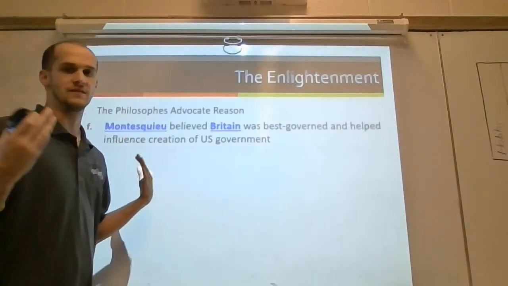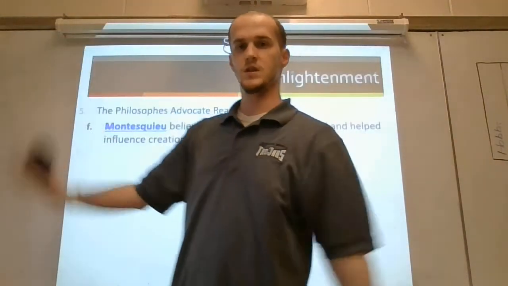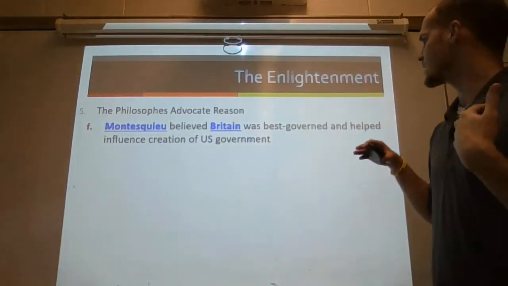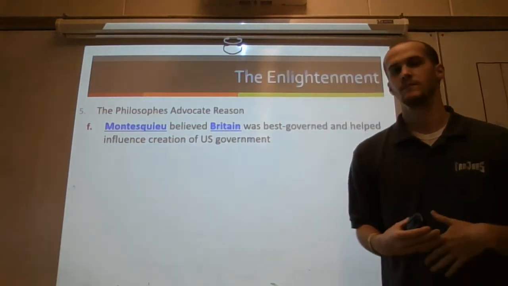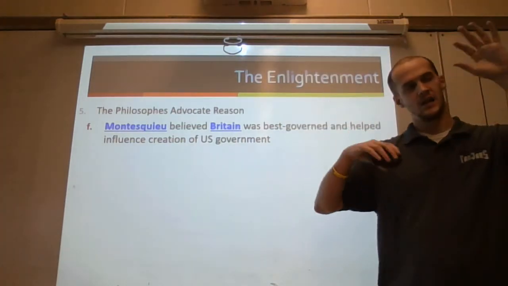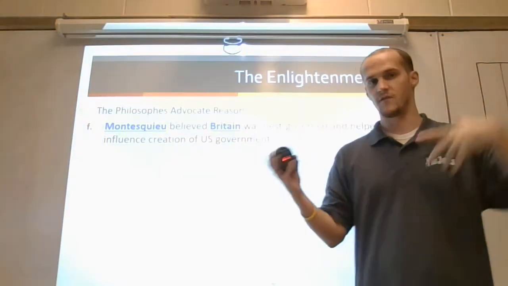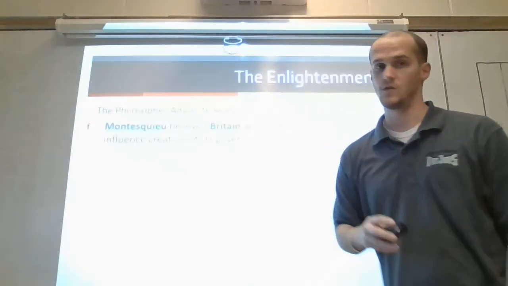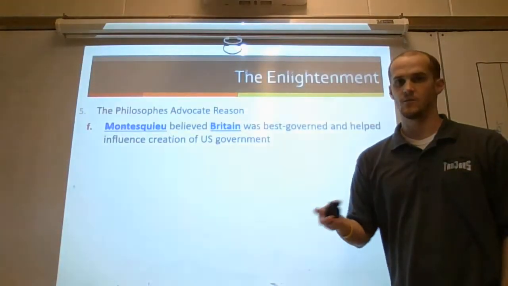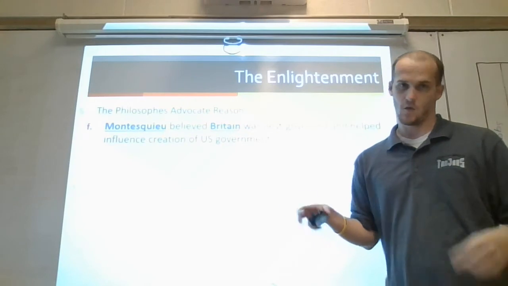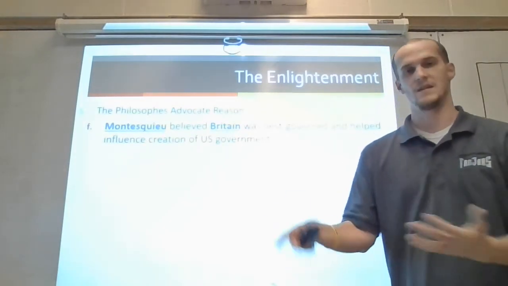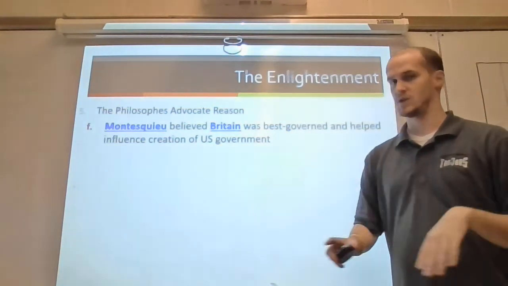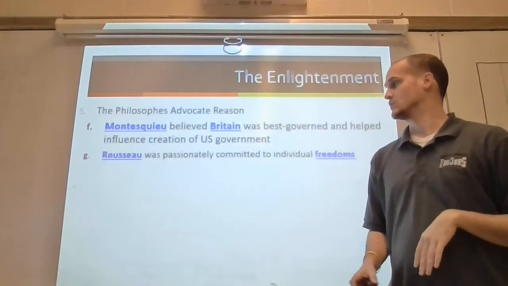Montesquieu emerges. He believes that Britain is the best governed country, and that other countries should follow that model, and Britain has different branches of government, which is why he and Britain would influence the creation of the U.S. government. The difference is that we have a president, they have a queen, and we have a Congress, and they have a parliament. And so there are similarities between the two governments, thanks to Montesquieu.